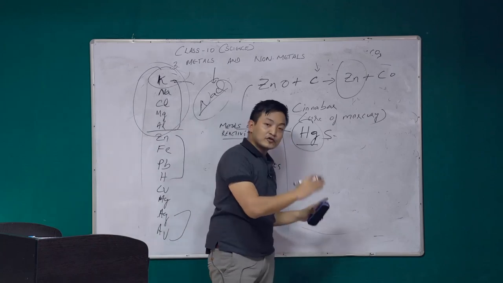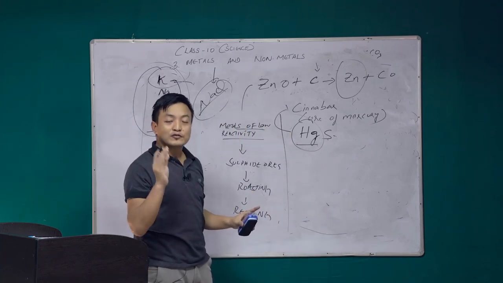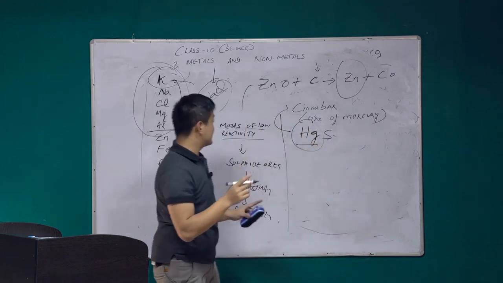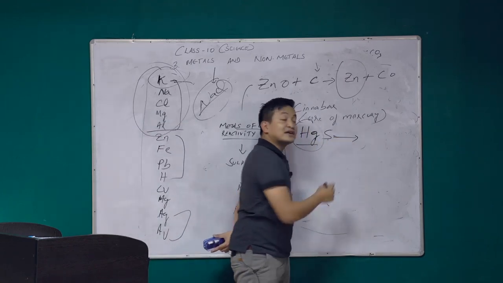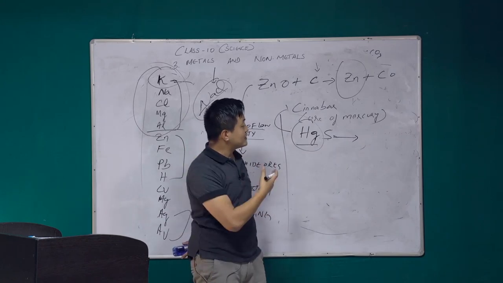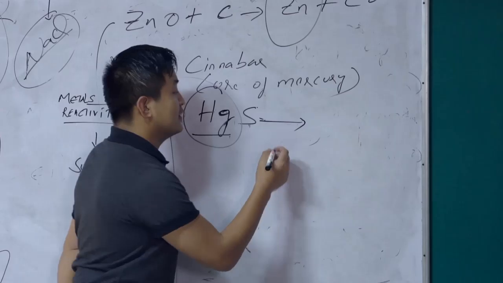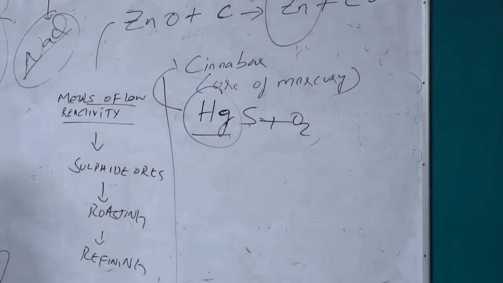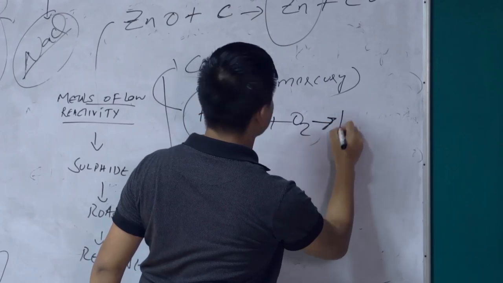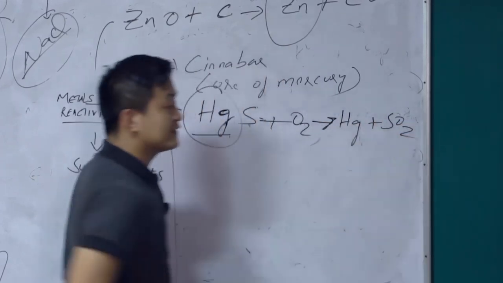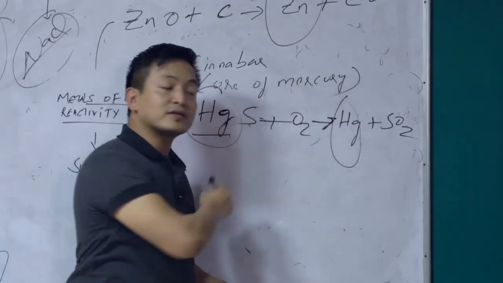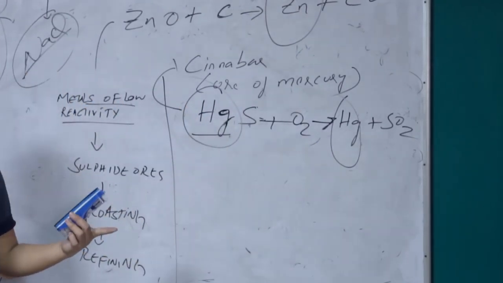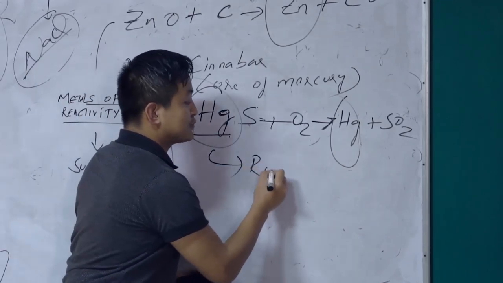So in this case, for the metals of the least reactive, they need roasting. Why do they need roasting? Because they have this sulfide. If you have a sulfide, that means you need roasting. Roasting means, what did I say, students? Roasting means we have to burn this in the presence of air. So we'll apply oxygen here. And now we got mercury here. So we got our pure metal. It has to go now to refining, purification. But our goal to get a pure metal is already done. It has undergone a roasting process.